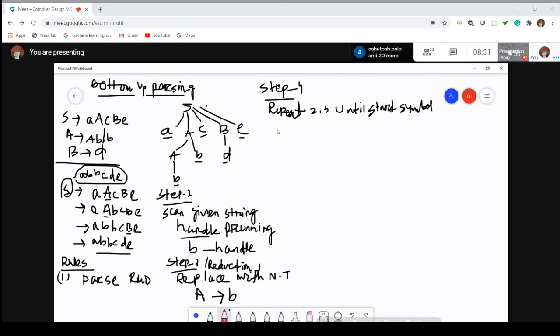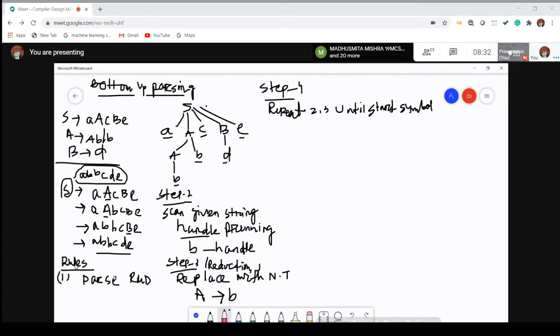So first step, you have to draw the parse tree in a rightmost derivation. Second step, scan the input string to find out the handle. Once you find the handle, replace it with its corresponding non-terminal symbol. This step is called reduction. The handle-finding step is called handle pruning, and you have to repeat step number 2 and step number 3 until you get the start symbol.